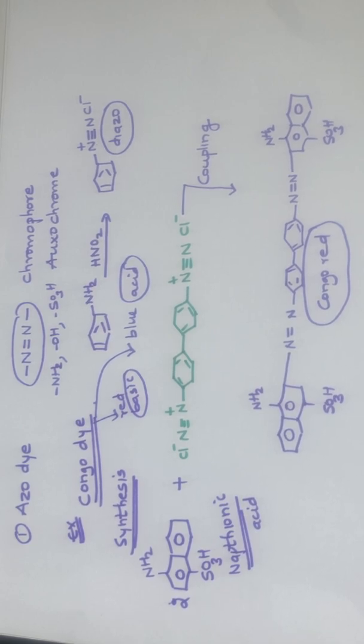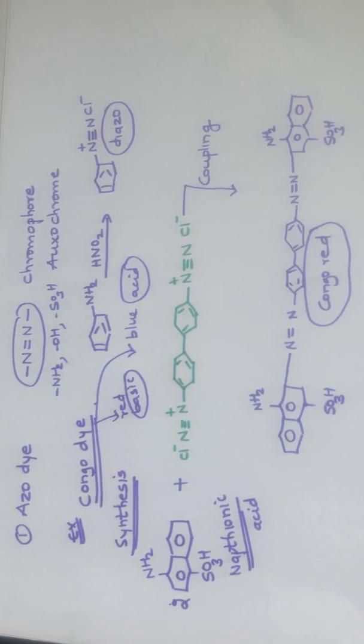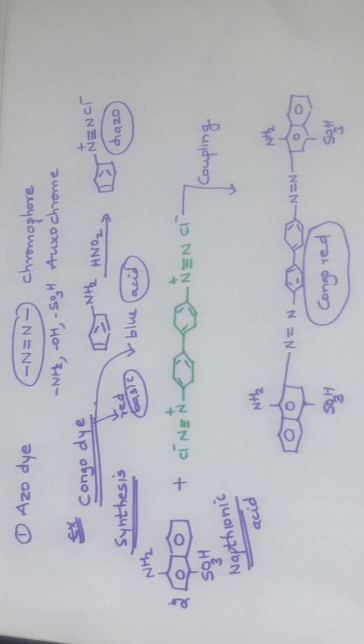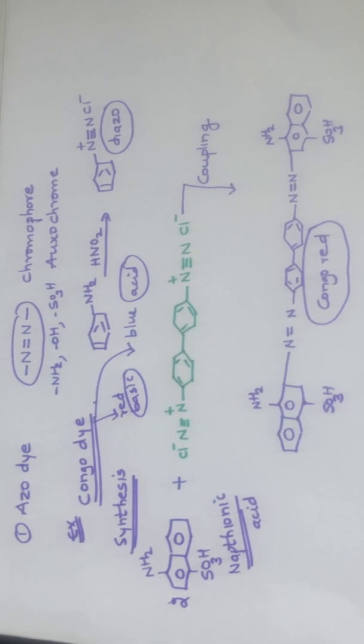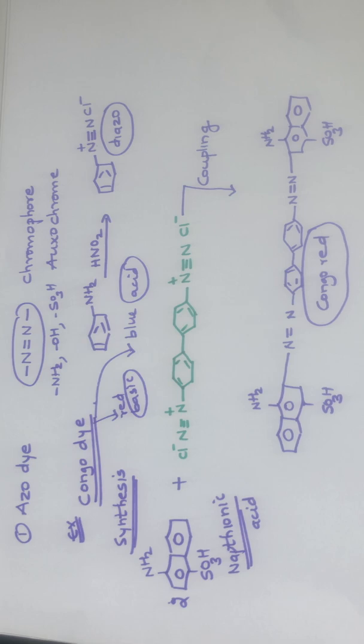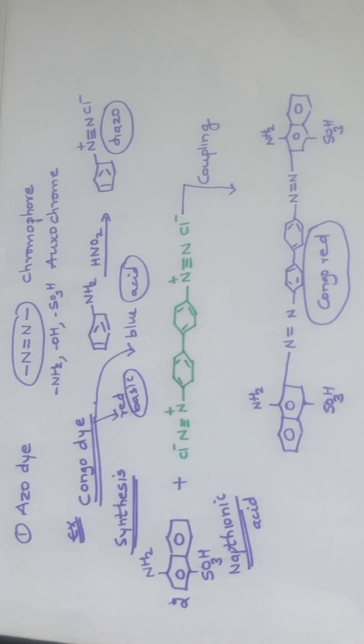Hope you got an idea regarding this. So this was regarding the preparation of the azo dye. In this session, what we have done is, so far we have discussed color and constitution, and then we have discussed the synthesis of azo dye. In the next session, we will discuss the synthesis of the remaining dyes.